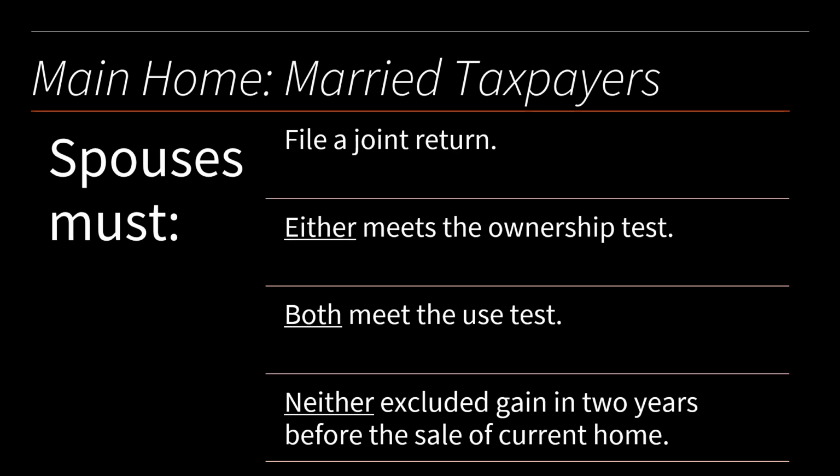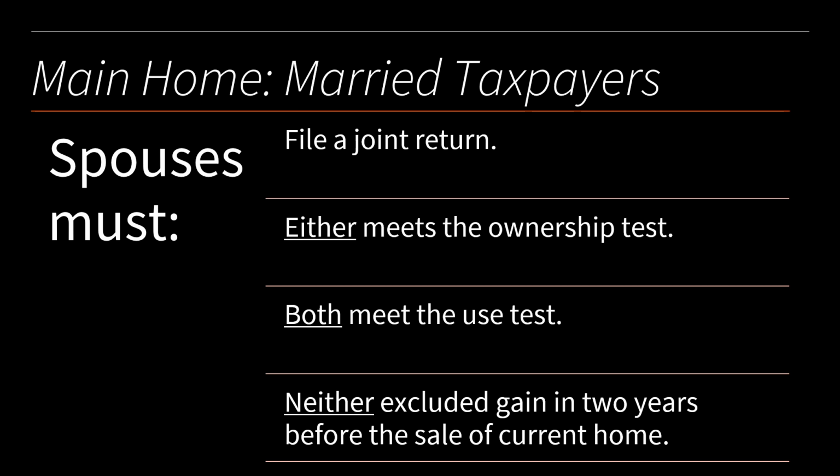And I'm sure you can imagine that for our married taxpayers, this might get a little more complicated. So in order to exclude the gain on the sale of a main home, spouses must file a joint return. And in that case, it doesn't matter which spouse owns the house, either one is fine, but they both need to meet the use test.